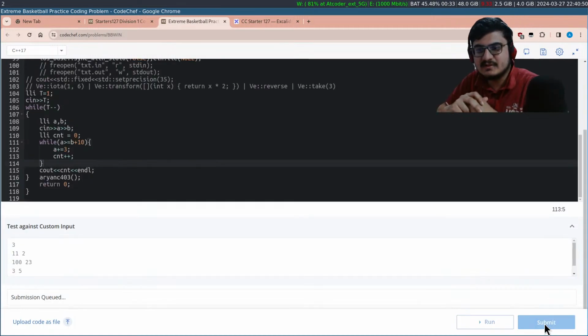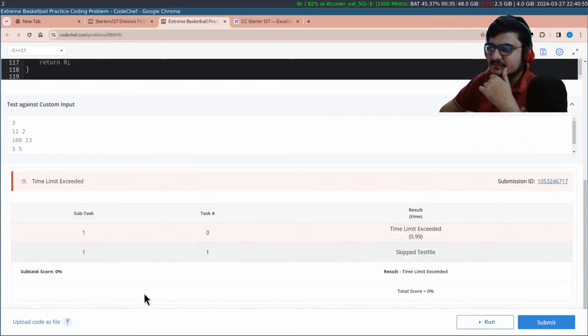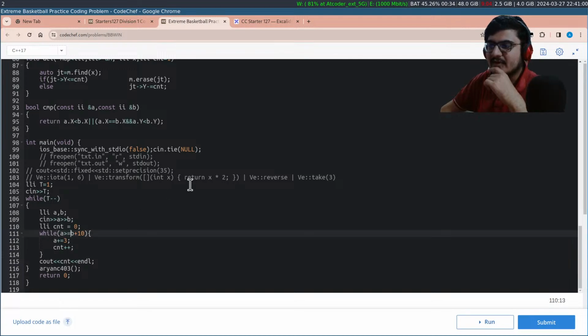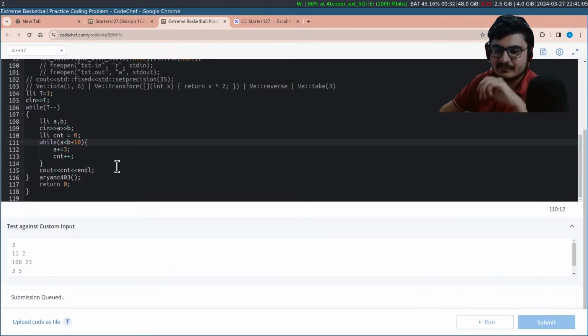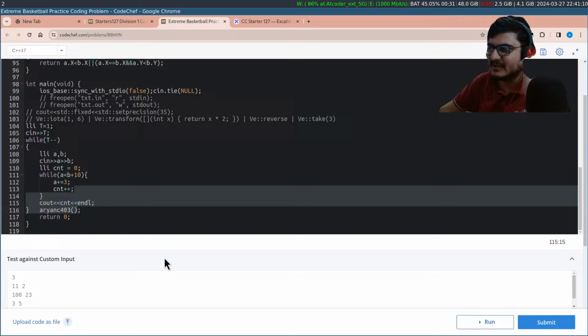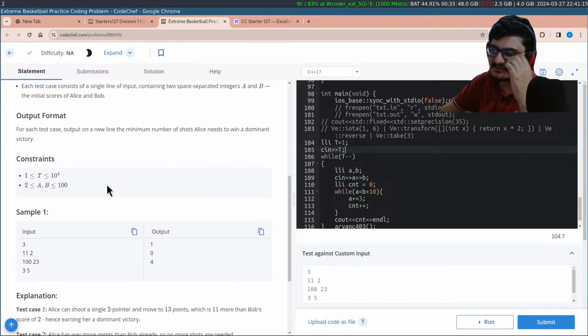There are other ways to solve it in order of one as well, but the constraints were really small to allow running a for loop like this. Okay, while Alice's score is less than Bob's score plus 10, we add 3 to Alice's score and increase the number of shots we need to make, and that was the solution for this problem. We take the number of test cases as input.